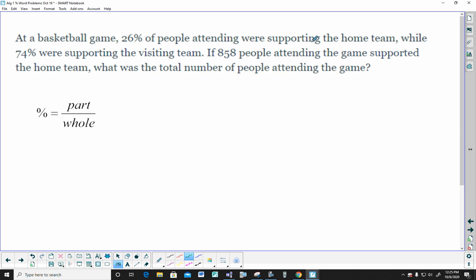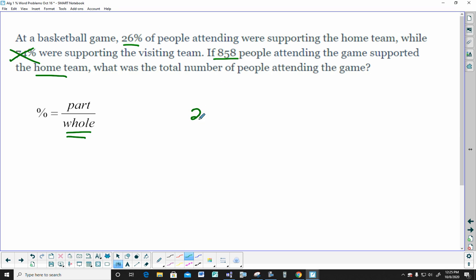Okay, 26% supported home. Well, 74% was the visiting team. Now notice those are going to add to 100%. It should. If 858 people attending the game supported the home team, what was the total number of people attending the game? So they want the whole. They're telling you a part. They tell you the people for the home, so make sure you use the percent that goes with it. This is the percent that's the visiting team. I don't want that. What is the total people?